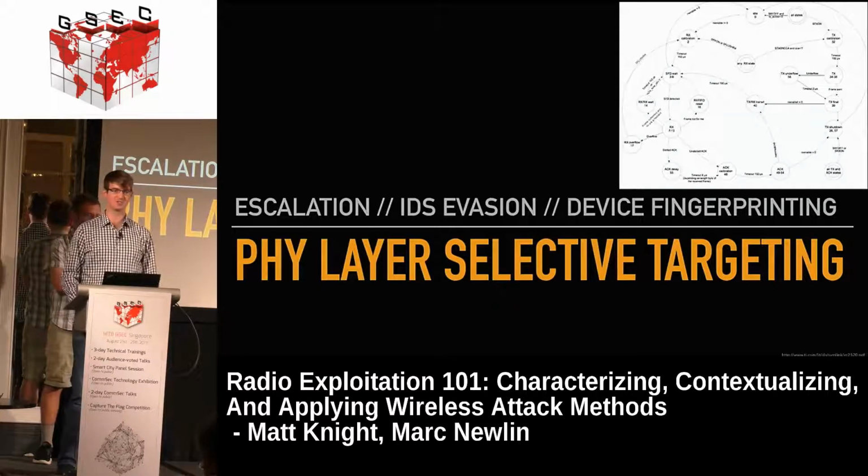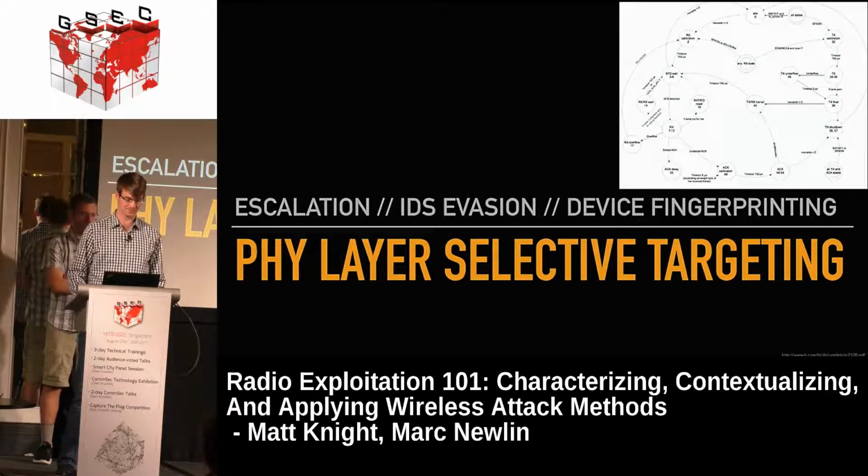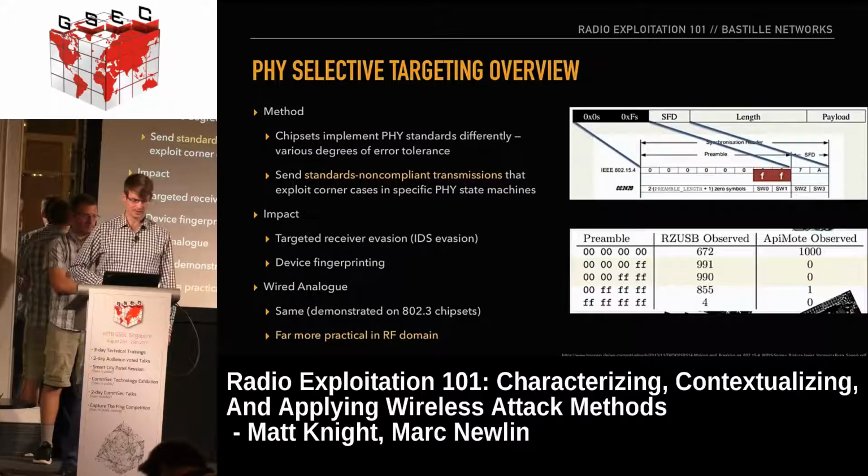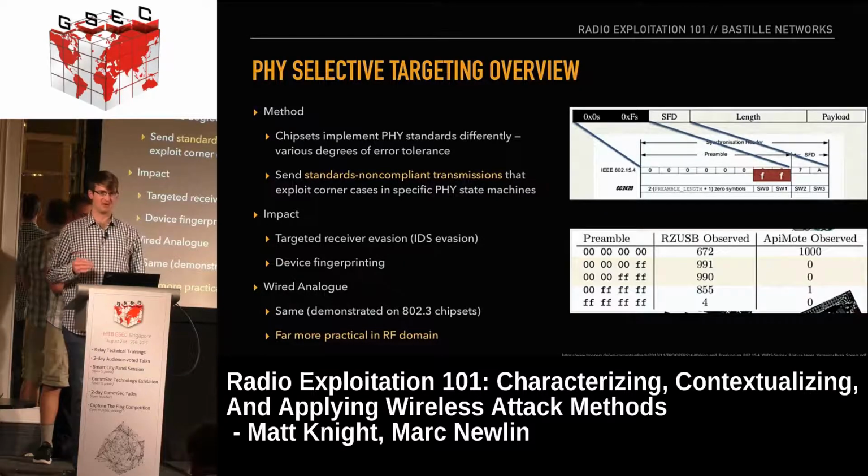So this brings us to our last attack technique that we're going to discuss. And we're calling this physical layer selected targeting. But really this captures a number of physical layer state machine-based exploits that we're going to detail here. So essentially, this involves fingerprinting various wireless chipsets and finding targeted ways to go after them.